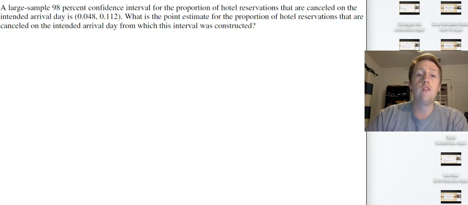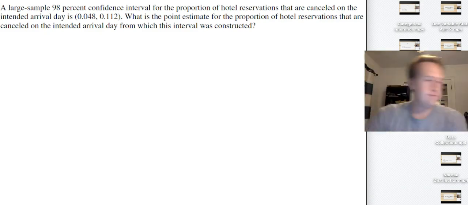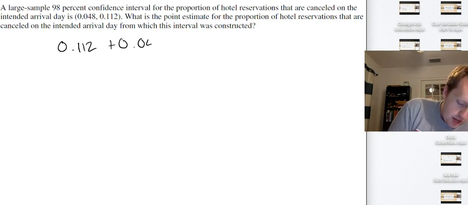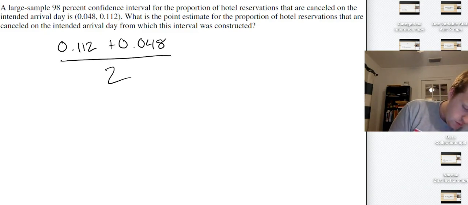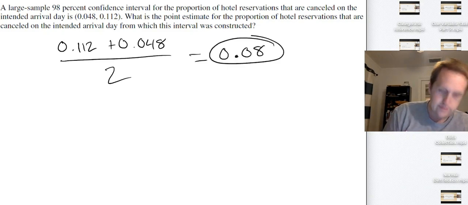All right, so the point estimate, the sample statistic, is always dead center of the confidence interval. So in order to get that, I just average those. So 0.112 plus 0.048 divided by 2 is 0.08. That's it.